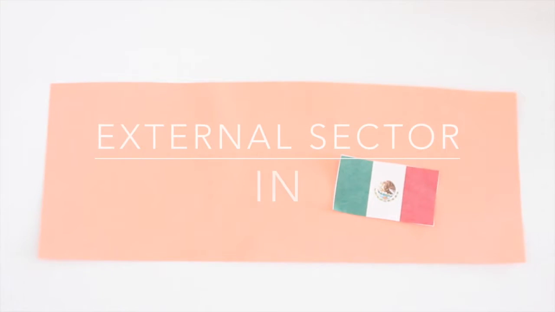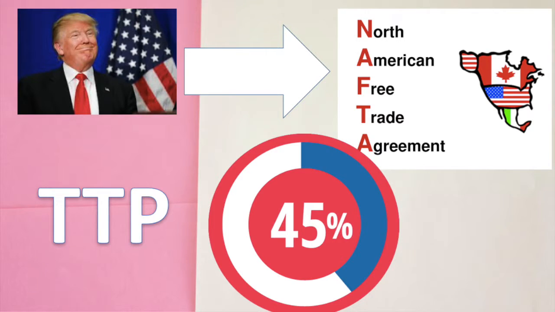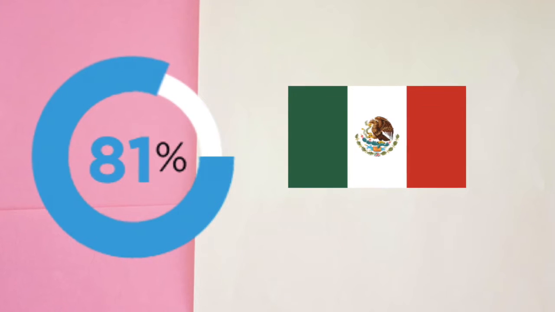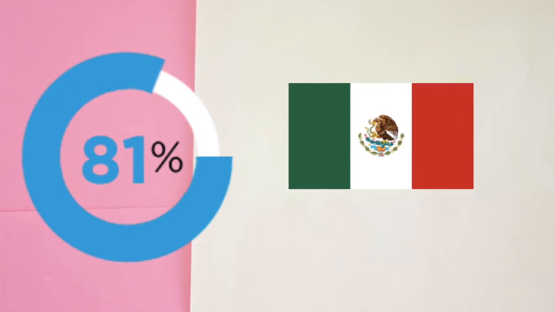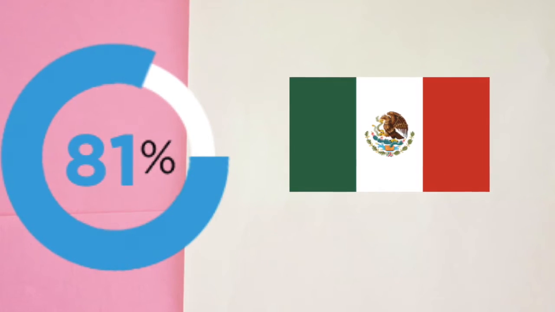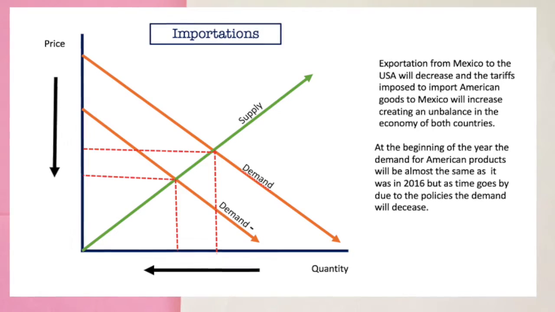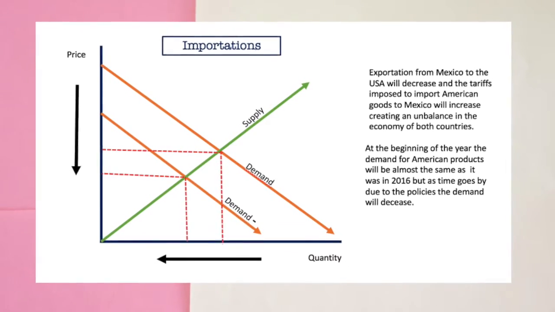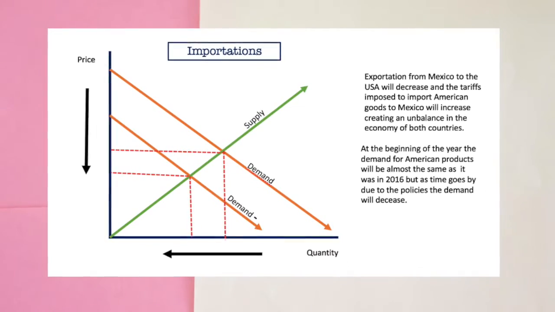External sector in Mexico: the reformation of NAFTA, the dropout of TPP, and the 45% increase of tariffs will decrease Mexico's exports and affect the flow of money. Since NAFTA was signed, exportations to the USA represent 81% of the total exportations that Mexico makes every year. At the beginning of the year, the demand for American products will be almost as in 2006, but as time goes by, due to the policies, the demand will decrease.